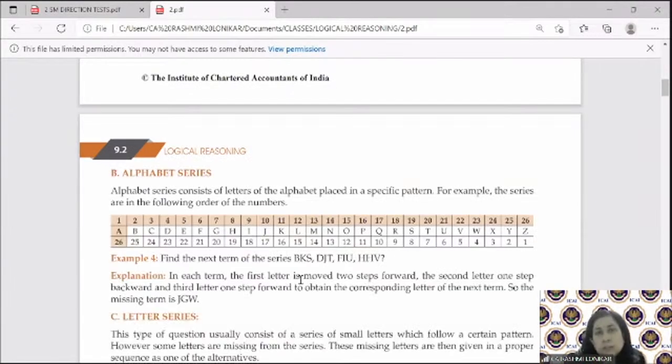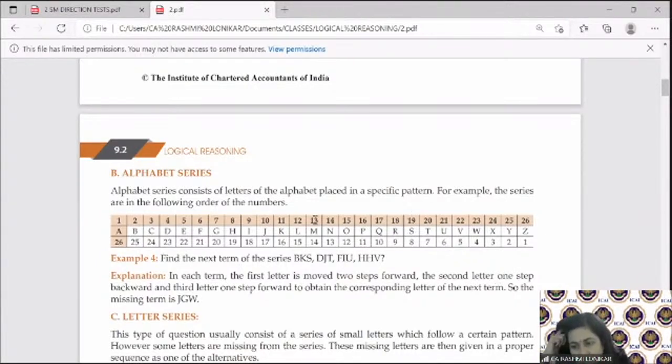Then important is this alphabet series. You must start practicing this: A, B, C, D. You know that A has a value 1, B has a value 2. But also remember the value for A, the value for E, the value for O. In between numbers also you must know, like A is 1, E is 5, O is 15.